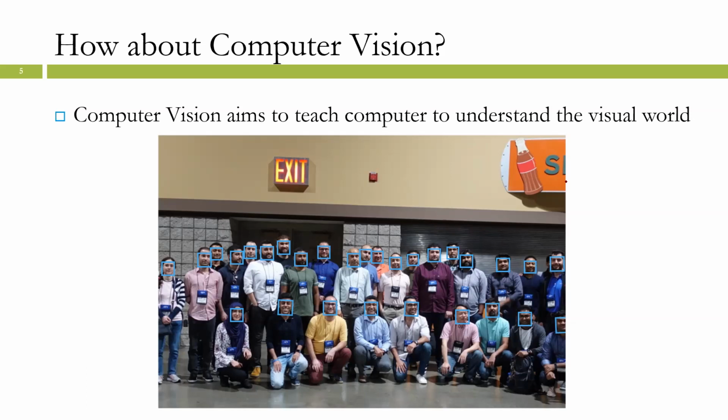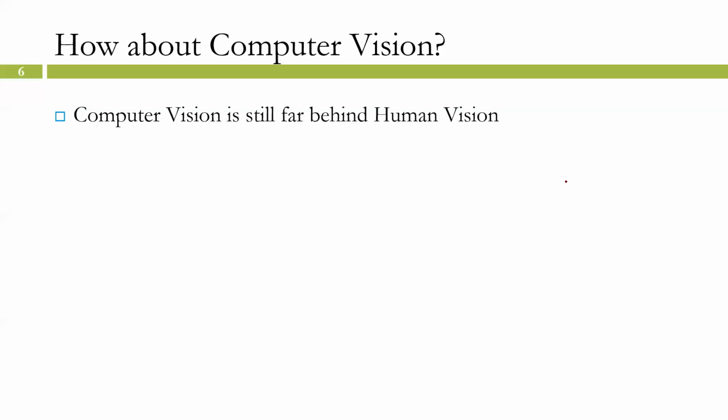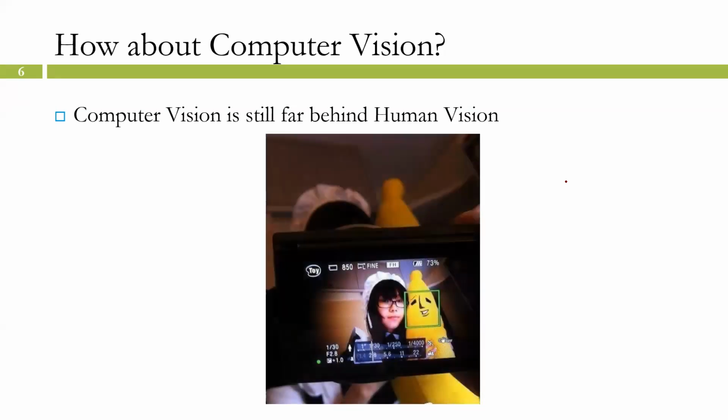Sometimes bad things happen. That means computer vision is still far away from human vision. I show you one example. Is there something wrong here? It's okay, right? The camera is able to detect the face. It's okay. No, it's not okay.